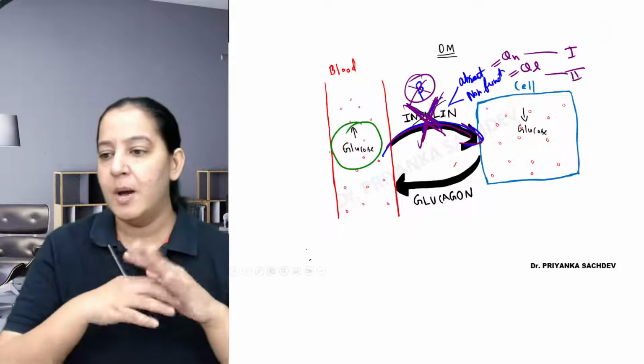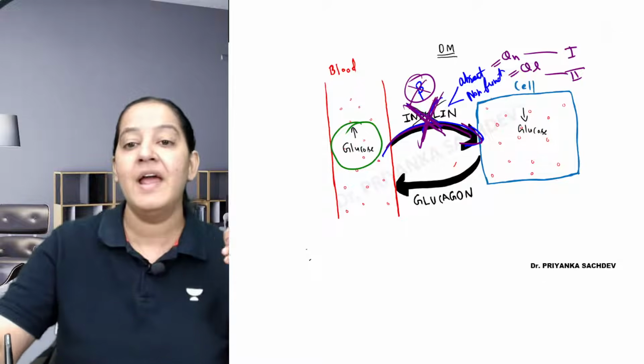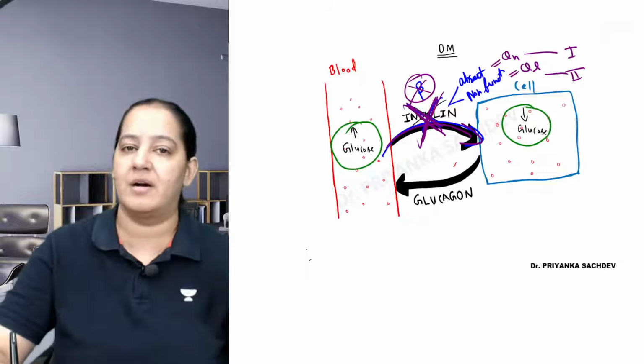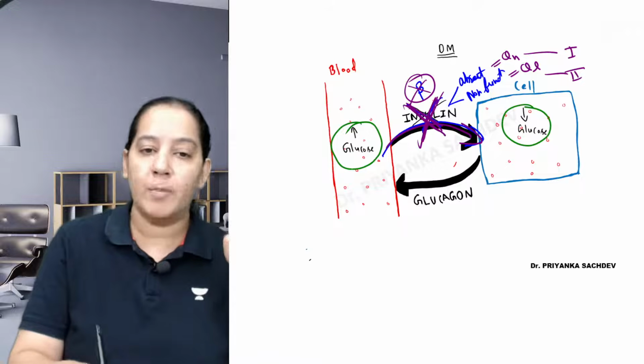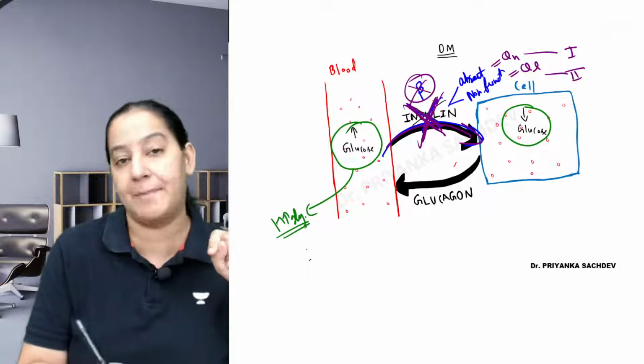Can you see the arrow? Blood में glucose बढ़ जाएगा because insulin is not taking the glucose from the blood to the cell. And number two, cell में glucose कम हो जाएगा because of course the same reason, right? Now blood में glucose बढ़ना is hyperglycemia. If the blood glucose is more, it is hyperglycemia.